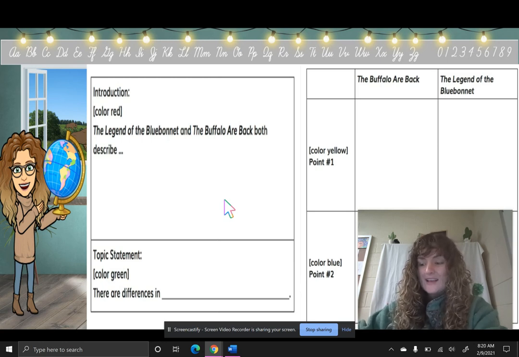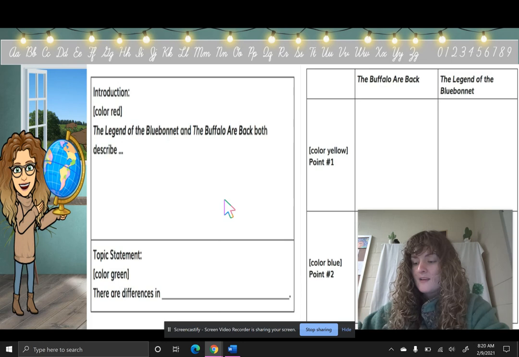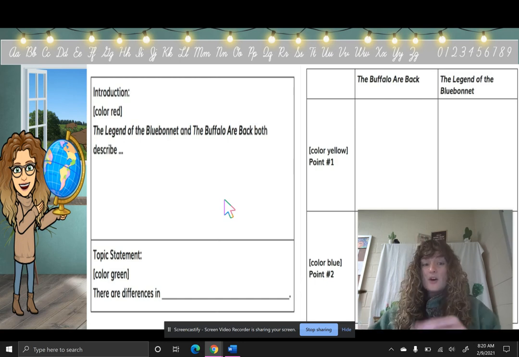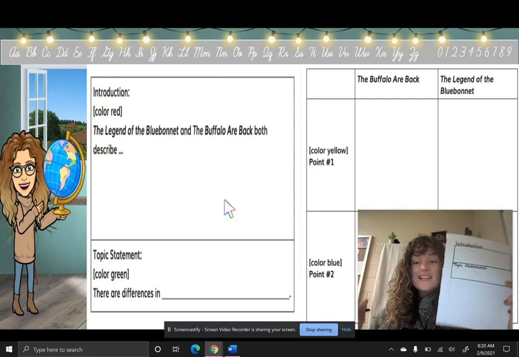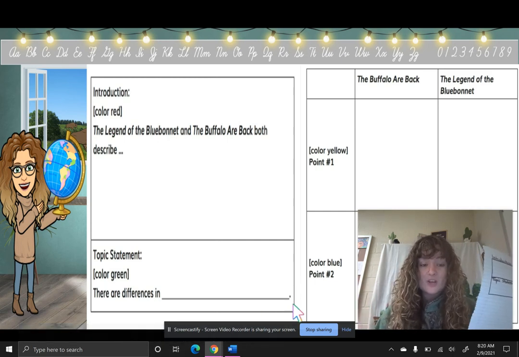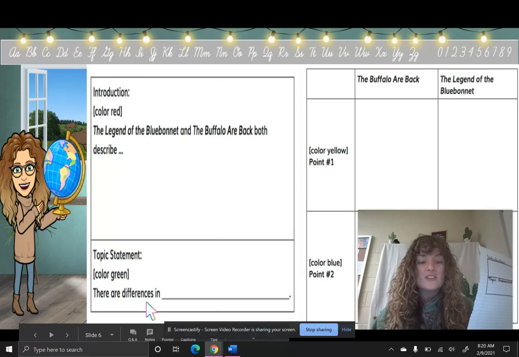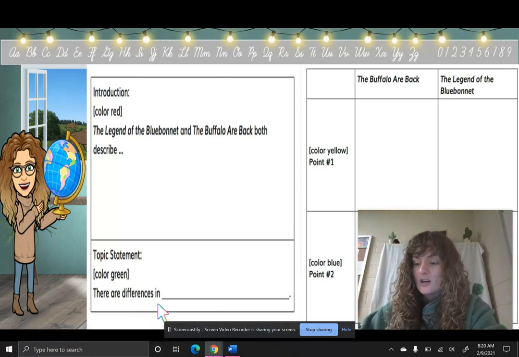All right, the next part is our topic statement. So our topic statement goes after our introduction. Okay, so you have your introduction, you have that sentence starter. Now you have your topic statement. Look at the topic statement that we are going to have a sentence starter for. Our sentence starter says there are differences in blank.